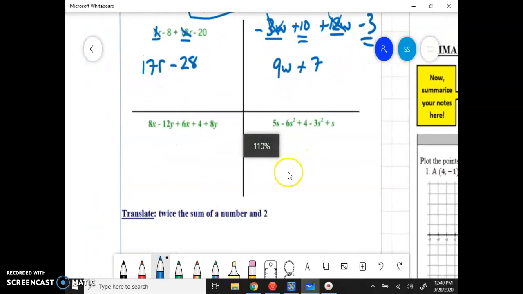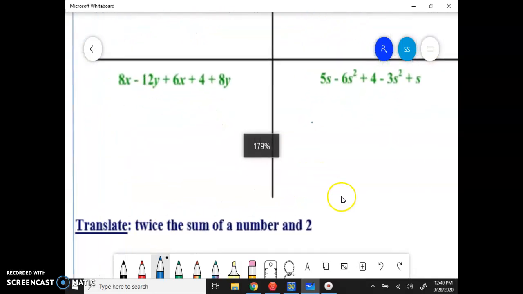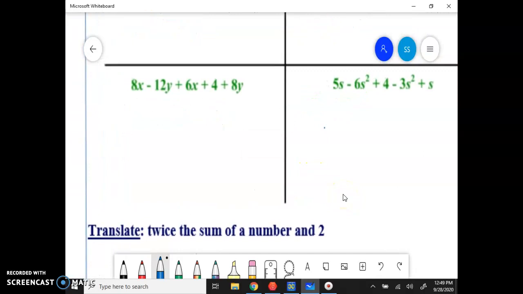Moving on here, let's get in here a little bit closer. All right, we have x's and y's, and a constant here. So let's identify our like terms. We've got our x's, we've got our y's, and we've got our constant. So I'll give that one 3 lines. All right, so let's first do our x's.